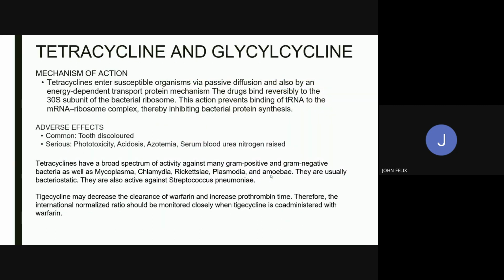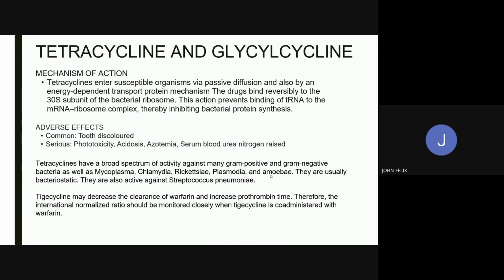Then we have tetracycline and glycylcycline. Up to phosphomycin, we have seen drugs that inhibit cell wall synthesis. Now we are moving on to the next section, that is protein synthesis inhibitors. Tetracyclines and glycylcyclines like tigecycline reversibly bind to the 30S ribosomal subunit. We have the 30S and 50S ribosomal subunits, so we should remember this.